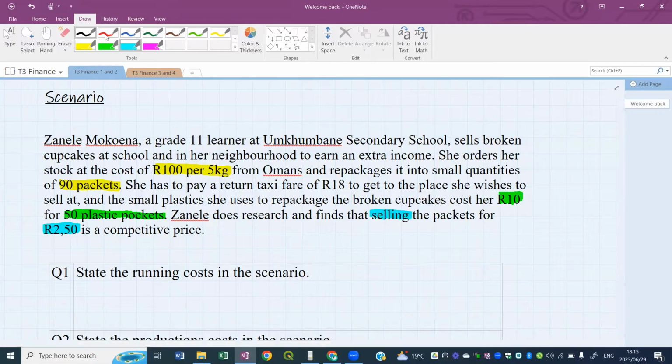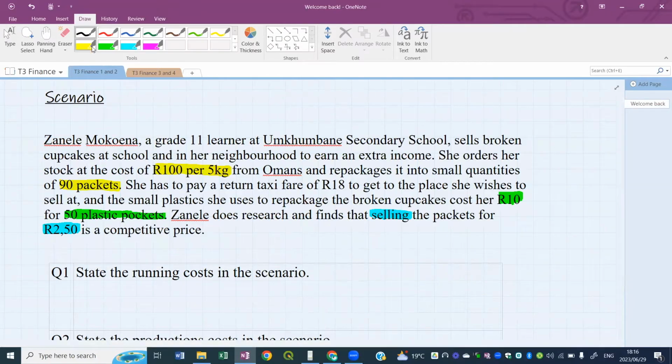Okay, now we're going to go over the story again because there's a lot of information here. The person is trying to sell to make profit. So the first part here, look at the yellow. It says she buys stock at 100 Rand for 5 kilograms. So it's a 5 kilogram tub. It costs 100 Rand and then she repackages it into small quantities of 90. So this 100 Rands worth of cupcakes becomes 90 packets. It costs 100 Rand.